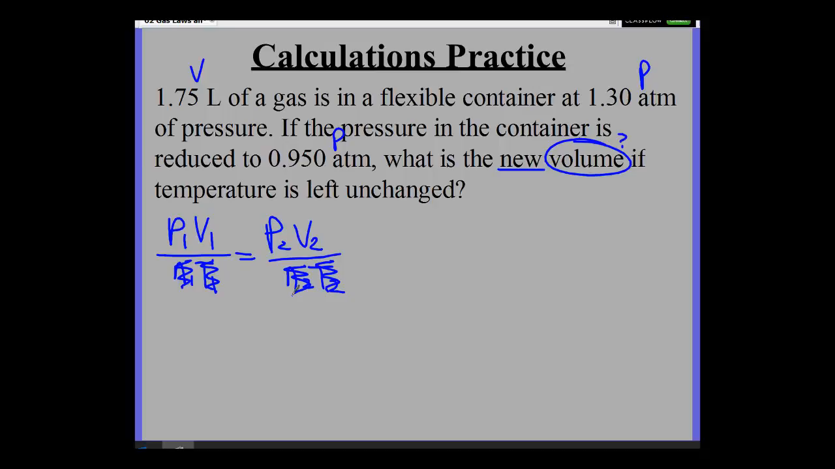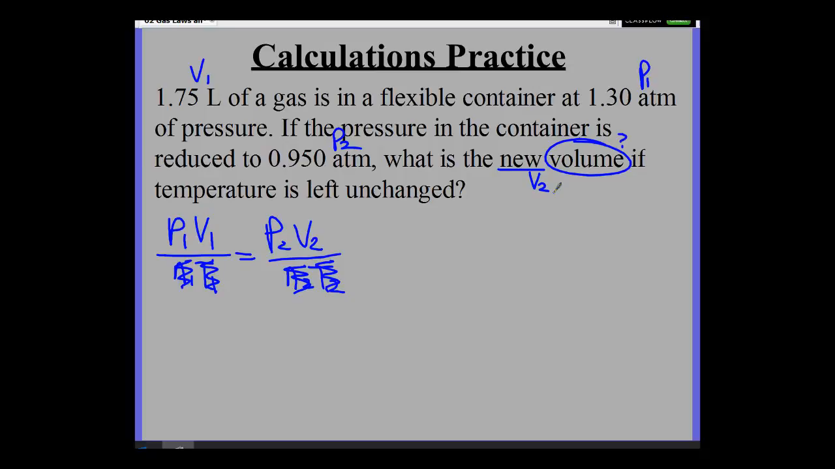And divide. So I just use the top part: P1 V1 equals P2 V2. This is my starting volume. This is my starting pressure. It is reduced to, so that means it changes to this pressure. And the volume means I'm trying to find the second volume.